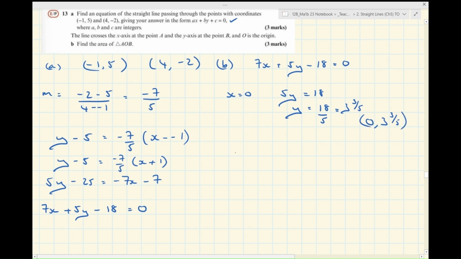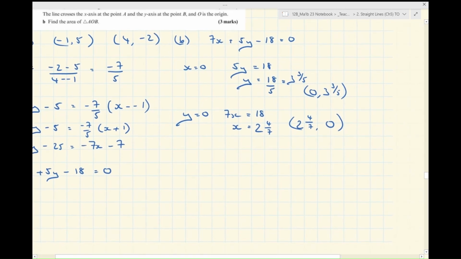And if y equals 0, let's find out where this line crosses the x-axis. Then I would have 7x equals 18. So x would be 2 4/7. So here's the point where the line crosses that axis. Okay, so I've got to find the area of the triangle between the origin and those 2 points. Let's draw a quick sketch. There's the origin. So I've got 2 4/7 along there, and 3 3/5 along here, and I've got to find the area of that triangle.